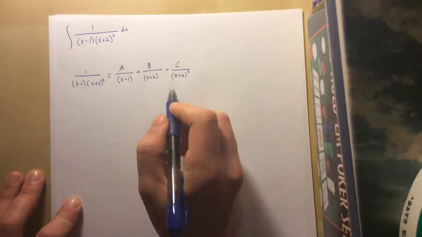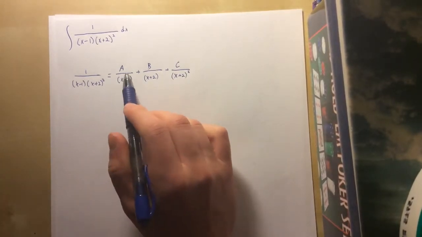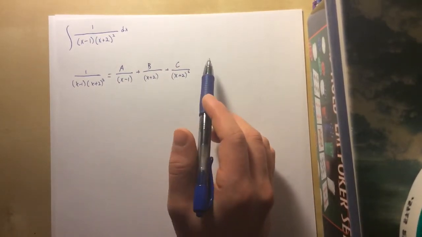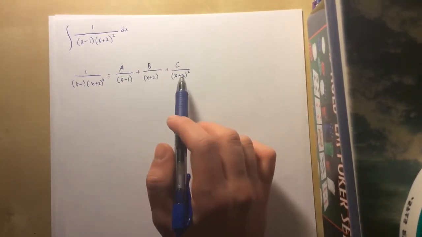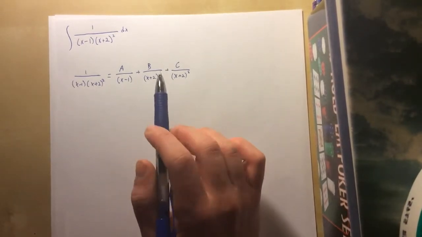So we only needed 2 more terms. Let's say this x plus 2 was to the third. This would stay the same, we'd still have these two, and we'd have another d over x plus 2 cubed. But in this case we just have it squared, so we just have these three terms.